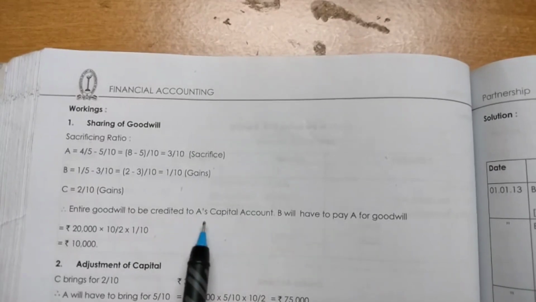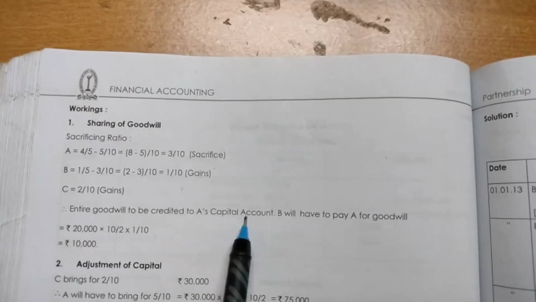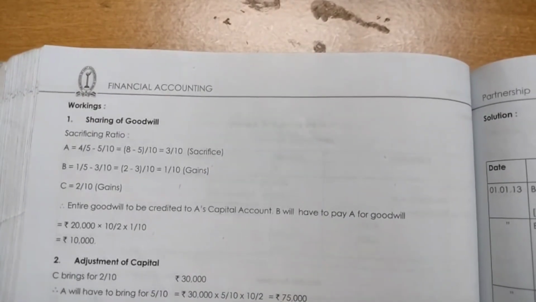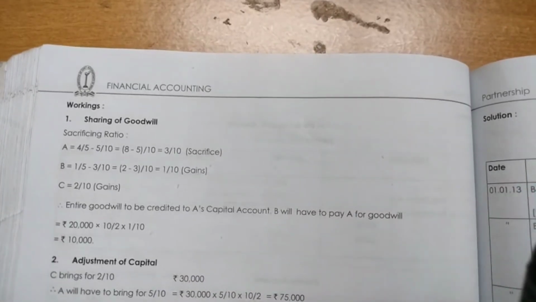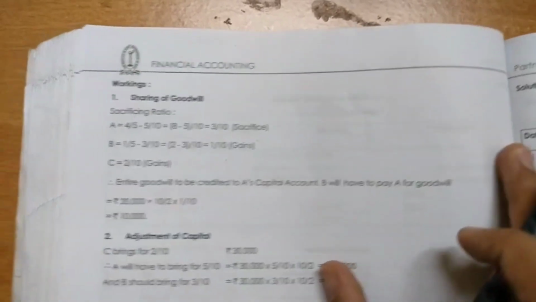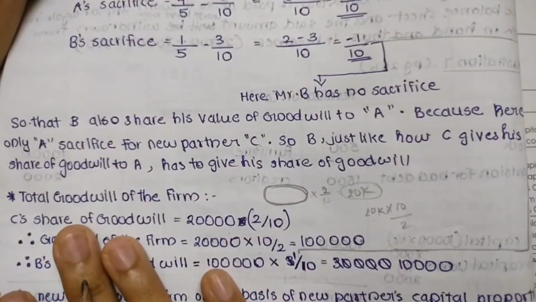That is, whatever goodwill amount C is bringing has to be credited only to A's capital account, since A is the only one who sacrificed. Now B will have to pay A for goodwill. B has to bring a portion of goodwill also. That is what they are saying here. So the first thing we are going to calculate is the goodwill of the firm.